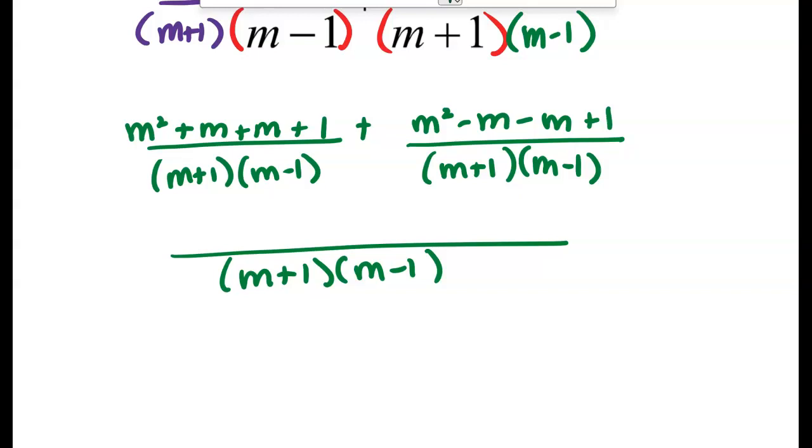Okay, looking at this, can I simplify any more? How about this first one right here? What does that simplify to?